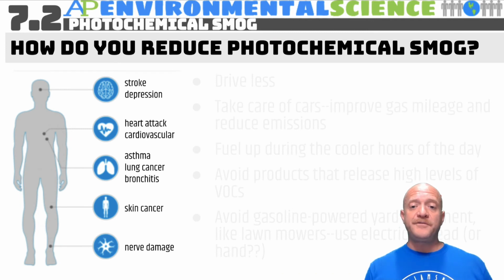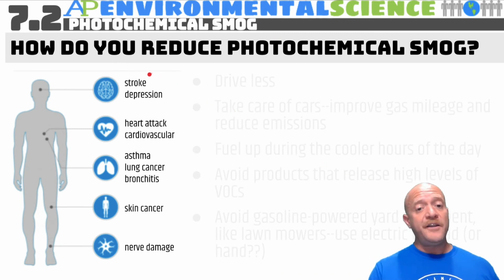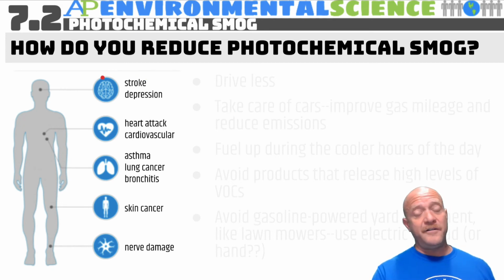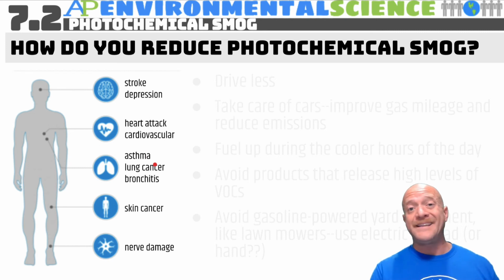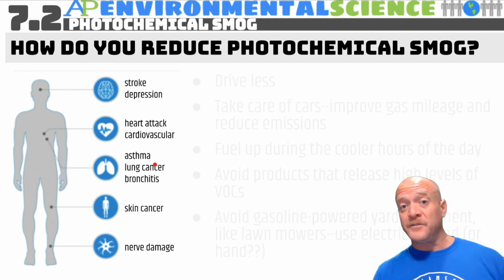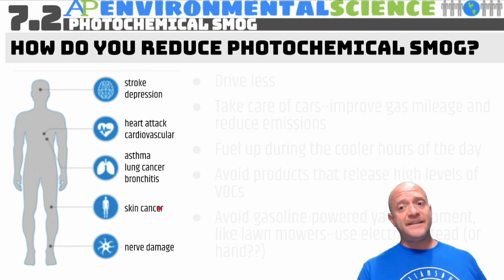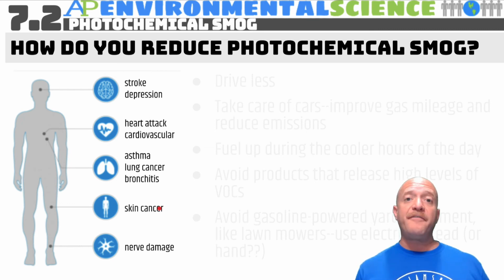So how can we reduce photochemical smog? Well, first of all, here's some of the impacts on humans. You can have stroke, depression, that would be in your nervous system, heart attack, any sort of cardiovascular system will have issues with your heart. Asthma, lung cancer, bronchitis, all can be exacerbated or made worse by photochemical smog. You can get skin cancer. It is an oxidant, so with enough of it, it could lead to skin cancer occurring, and also nerve damage.